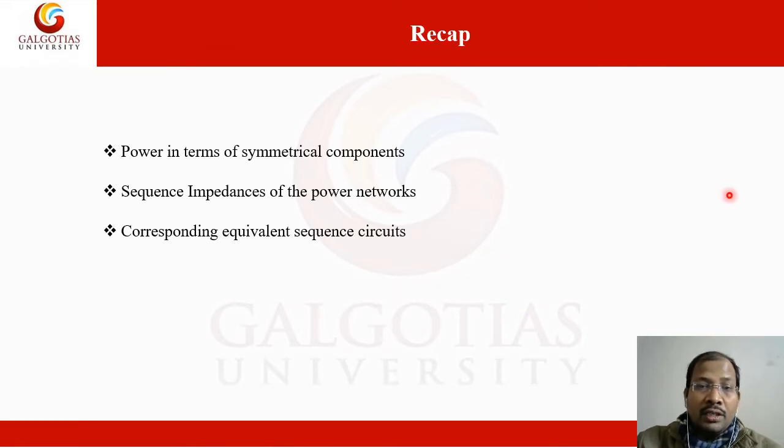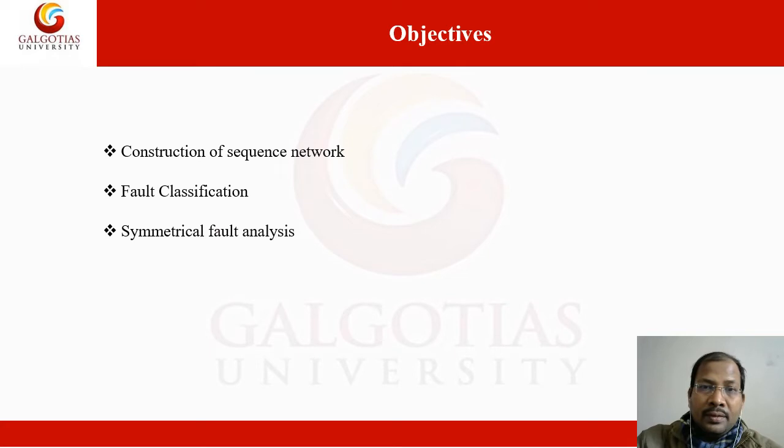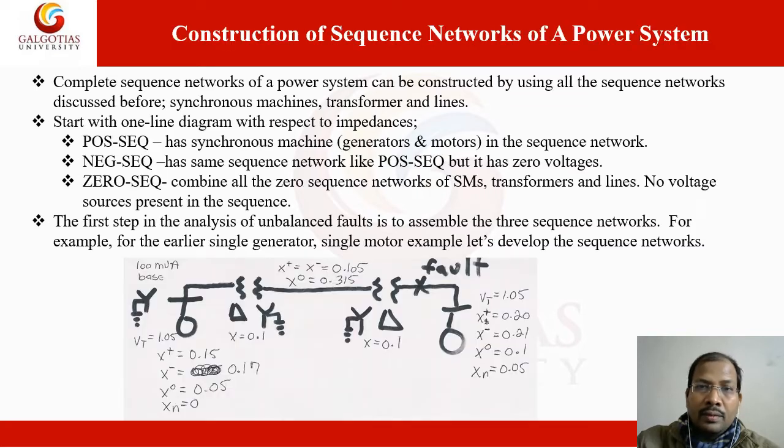In previous lectures we already discussed how we are going to get the sequence networks of a load, generators, transmission lines and transformers, and also draw the corresponding sequence circuits. The objective of this lecture is to construct the sequence networks using the positive, negative and zero sequence, obtain the ZBus forms and fault classification, and also analyze the symmetrical fault analysis.